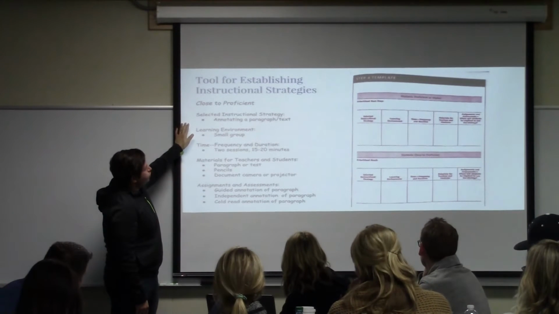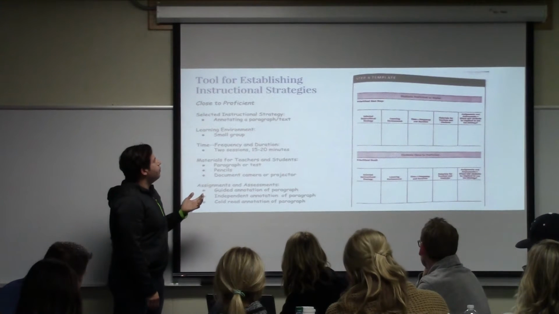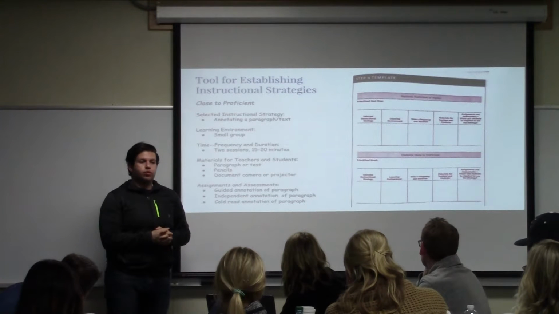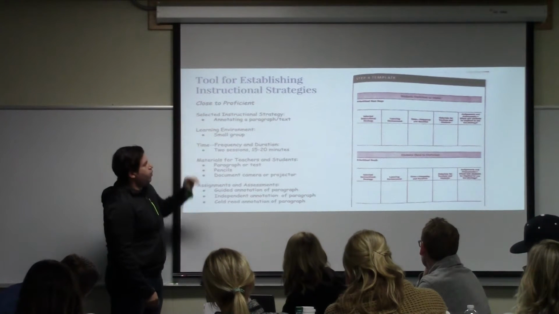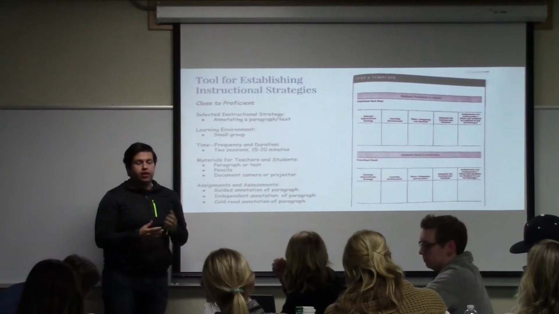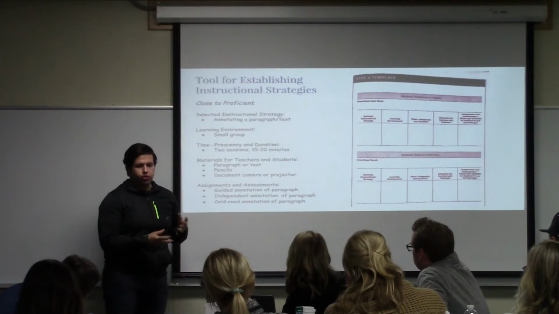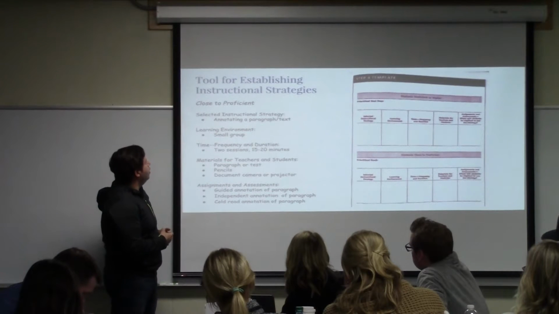For close to proficient students, we selected an instructional strategy, which is annotating a paragraph or a text, which can look many ways. Some people use highlighters, some people just use underlining and circling. The learning environment, we stated as small group. It could be multiple environments. Some people have access to computer learning where they can learn that way and manipulate text that way as well.